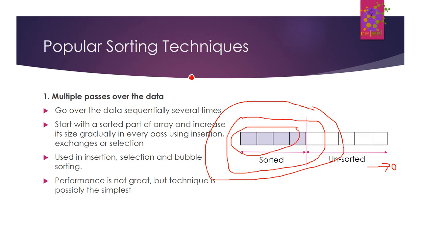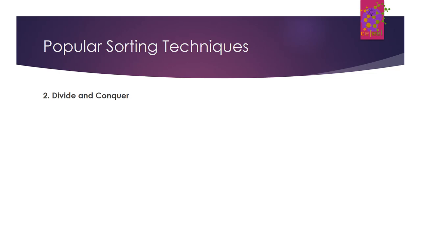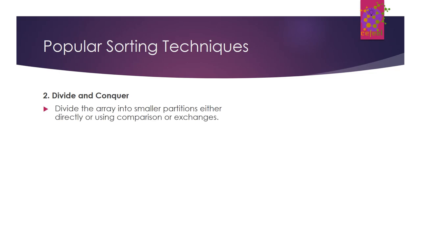All right. So moving ahead, the next sorting technique used by these popular algorithms is divide and conquer. This technique means we are given an array and then we divide the array into parts, as small as possible, depending on the type of the algorithm. And when we are doing it, we may choose to either divide the array directly into parts, or we may employ some strategy. Let's say we will compare and then do some exchanges, and then divide the array.